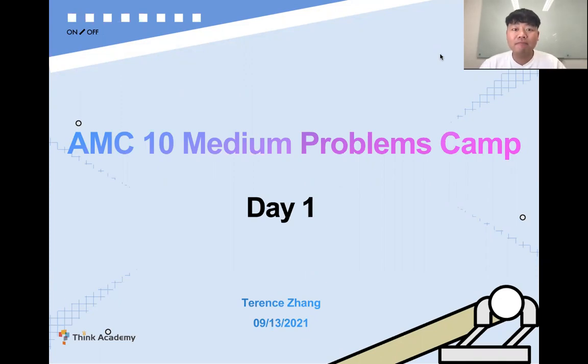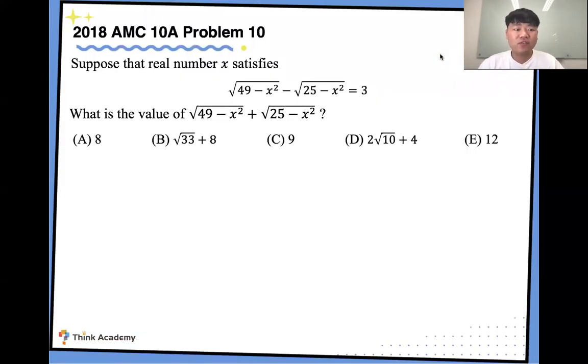We're going to look at the medium algebra problem. Here we go. So this is from 2018 AMC 10 problem 10. We're given this radical equation for x, and we're looking for this radical expression for x.